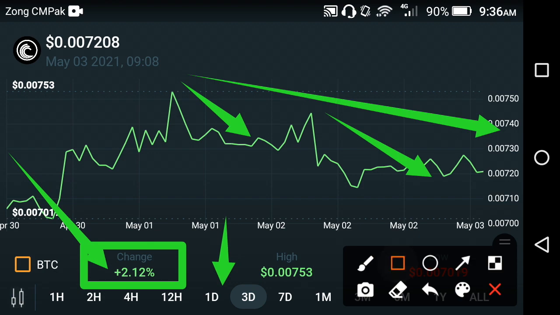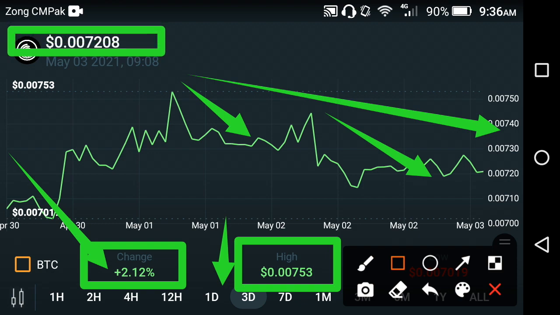Now if we look at the price of the Bittorrent token, the highest price in the last 3 days, 0.00753 USD, is the highest price of Bittorrent token, and the current live Bittorrent token price in the market is about 0.007208 USD, friends. It falls down minute by minute, hour by hour, friends. So don't sell it at this time, friends.